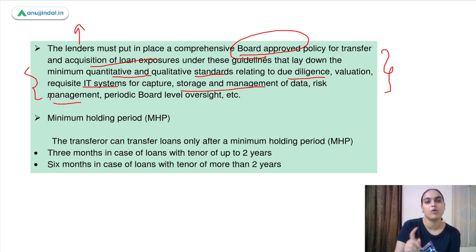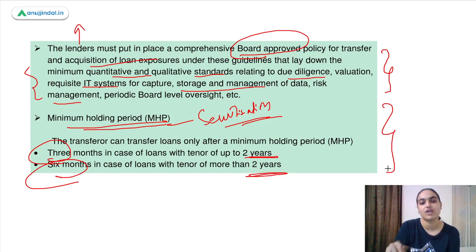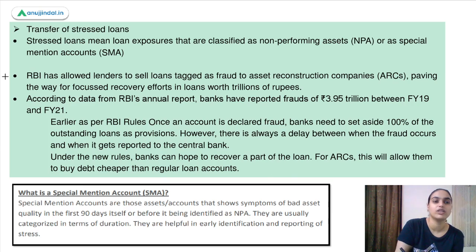So, one important thing which has been discussed in this set of directions is the minimum holding period. जो अभी हमने पीछे securitization वाले केस में भी discuss किया कि minimum holding period कितना होना चाहिए? 2 साल तक के loans के लिए 3 months and उससे ज़्यादा के लिए 6 months. So, it applies to all kinds of transfers of loans. Secondly, very important thing which was covered under this set of directions is related to transfer of stressed assets.